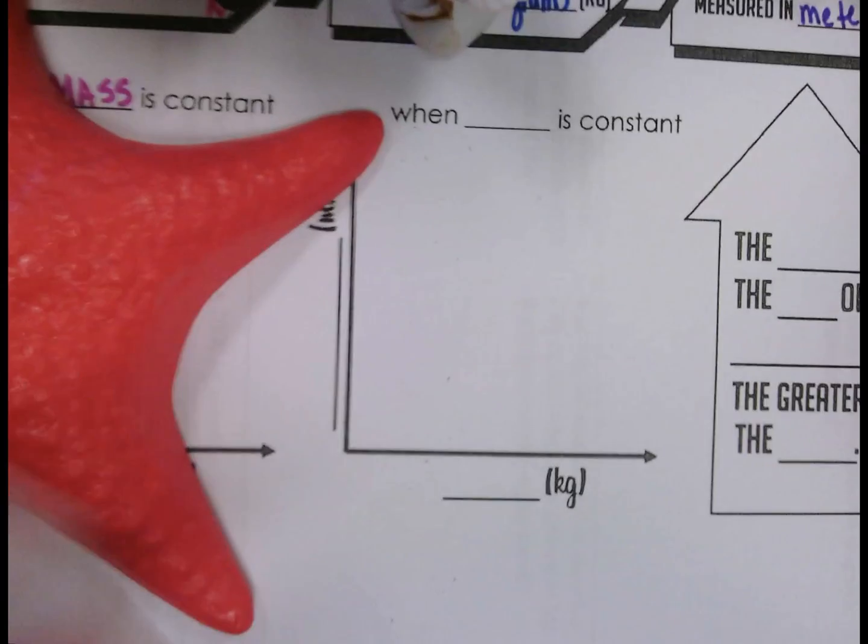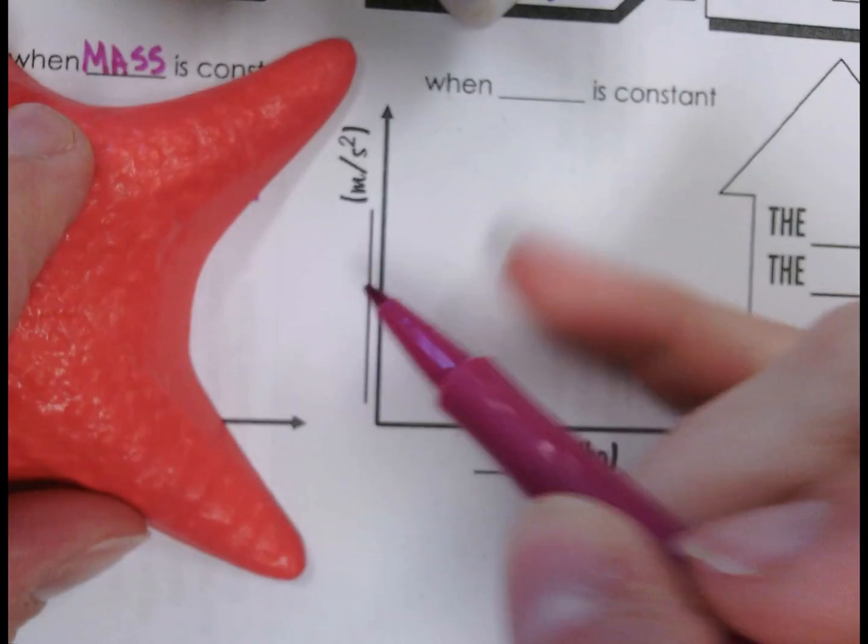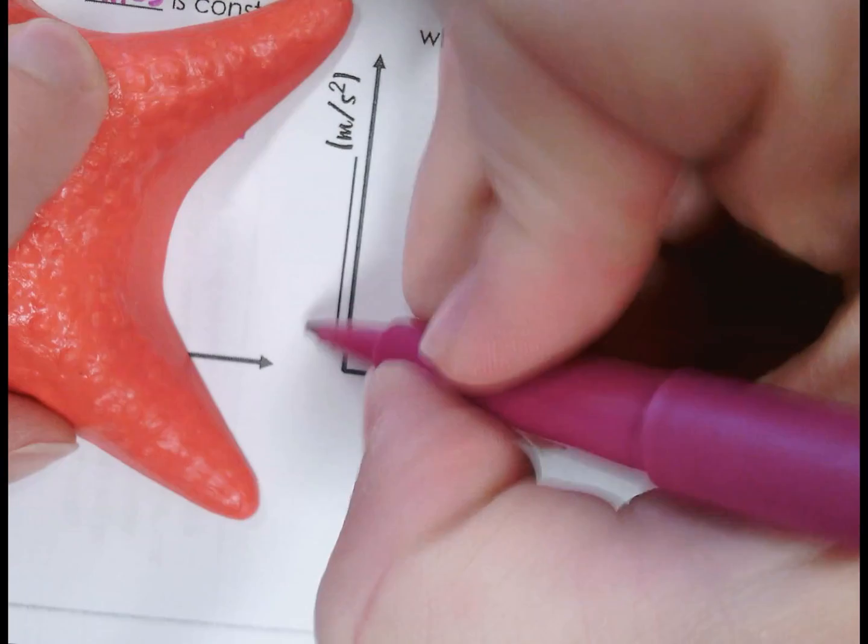So this one, now we have meters per second squared again. And what do we measure in that? We measure acceleration.